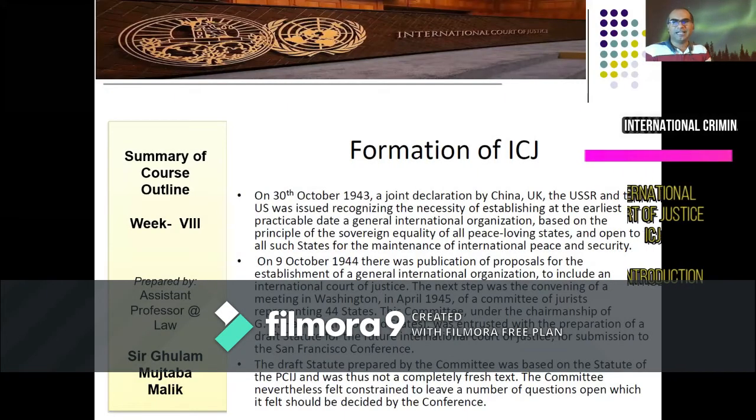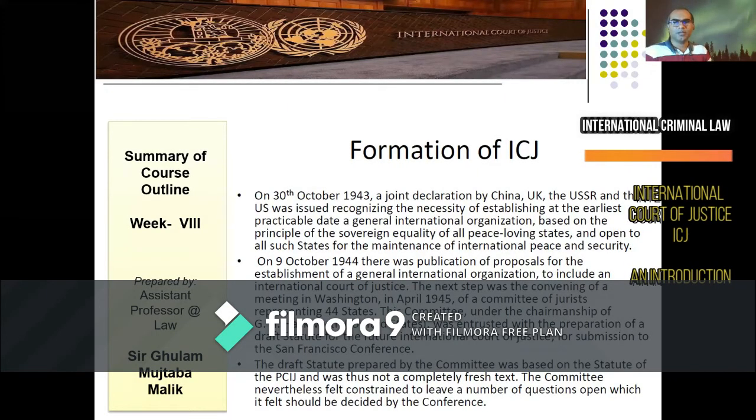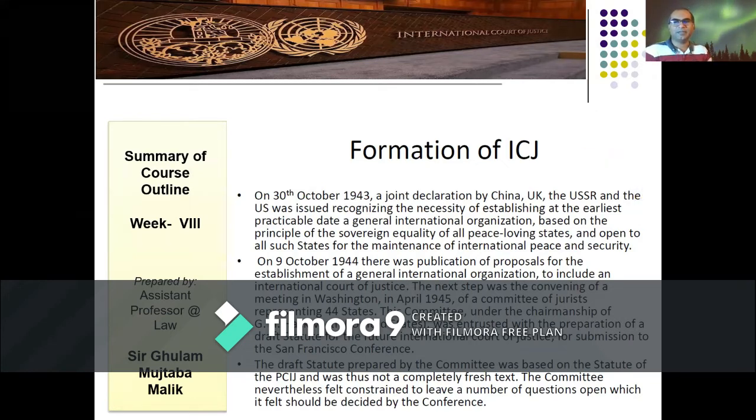The formation of the ICJ, as we have discussed earlier. On 13th October 1943, a joint declaration by China, the United Kingdom, the USSR, and the US was issued to recognize the necessity of establishing at the earliest the principle of the sovereign equality of all peace-loving states, open to all such states, for the maintenance of international peace and security.